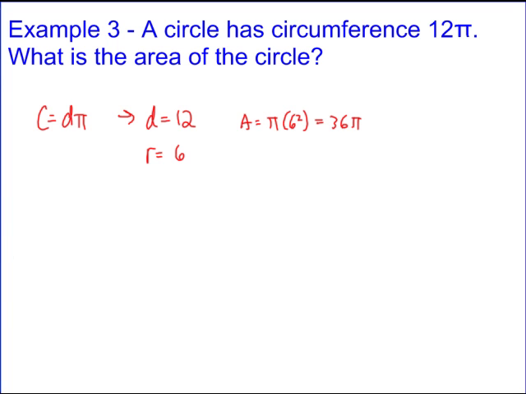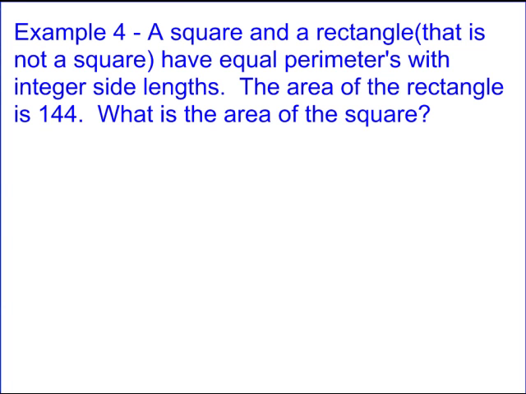All right, and then our last example: a square and a rectangle that is not a square. Remember, a rectangle can be a square. The square is contained inside the set of rectangles. But we're saying in this case, the rectangle we're talking about is not a square. They have equal perimeters with integer side length. The area of the rectangle is 144. What is the area of the square?